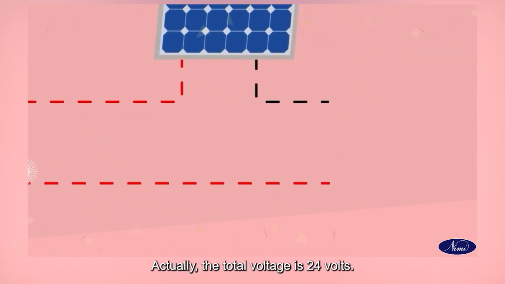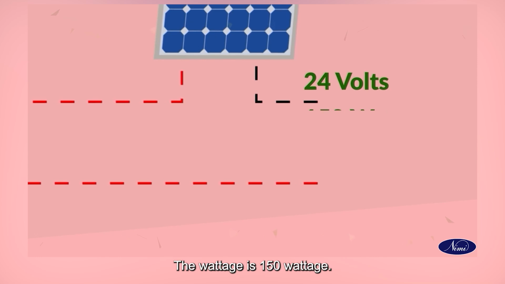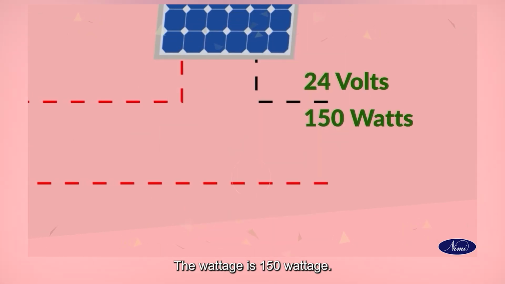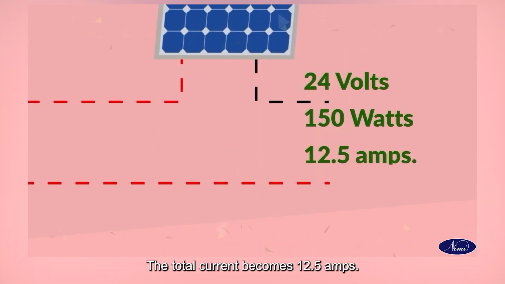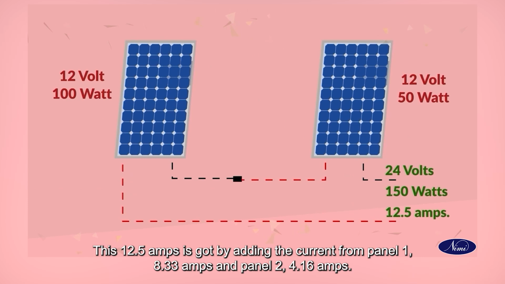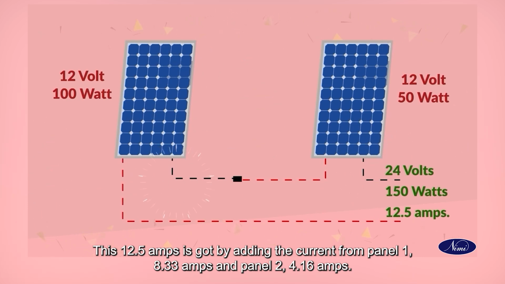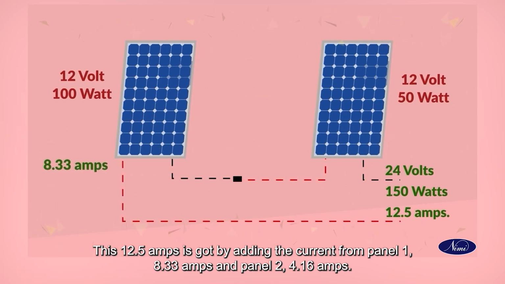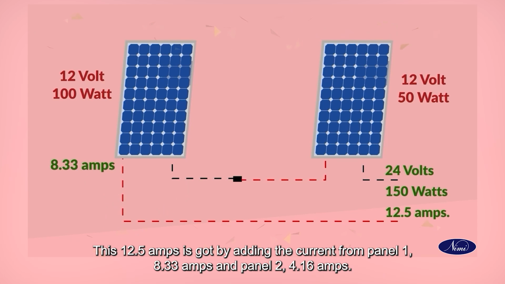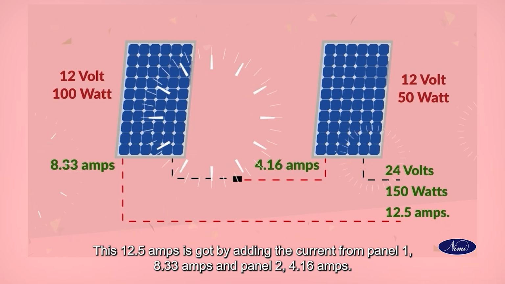Actually, the total voltage is 24 volts. The wattage is 150 watts. The total current becomes 12.5 amps. This 12.5 amps is got by adding the current from panel 1, 8.33 amps, and panel 2, 4.16 amps.